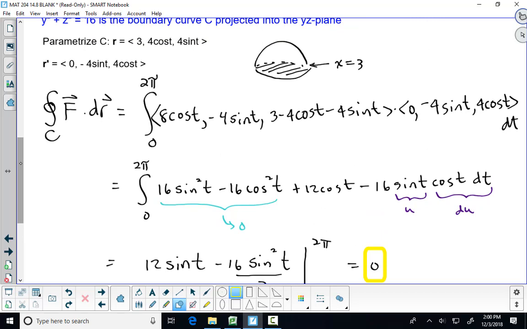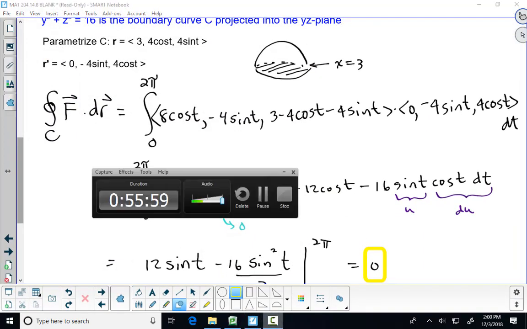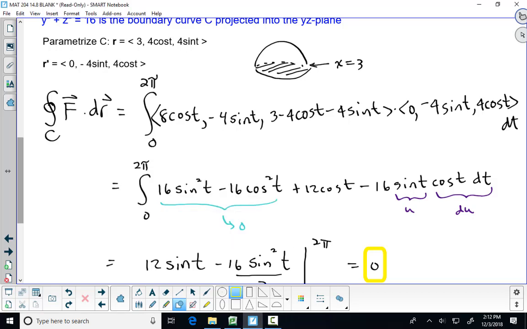All right, let's take a break there, and then we'll start the last section. 14.8. Can't help but feel like a lot of the problems that we're practicing are all going to come to 0, but I don't think it's going to be that way in the exam.